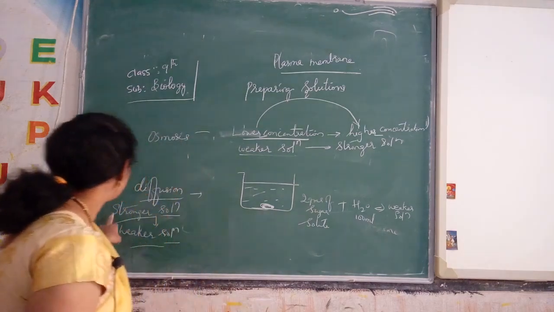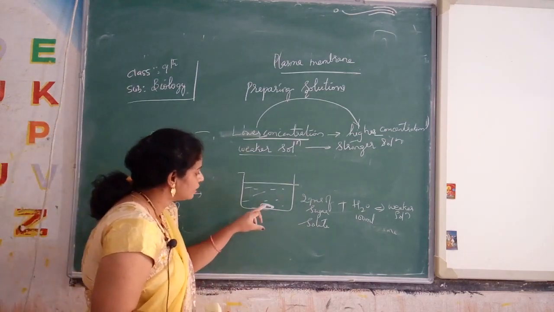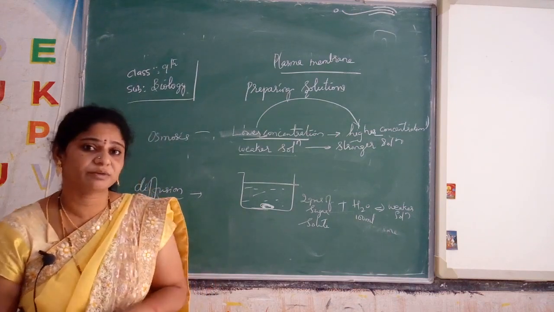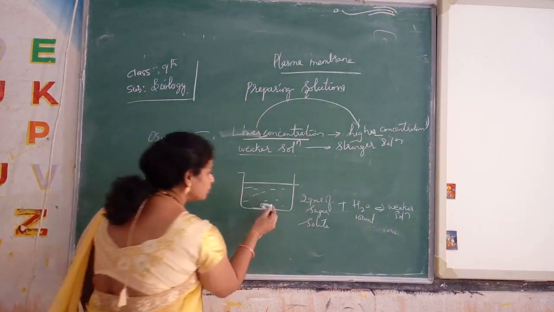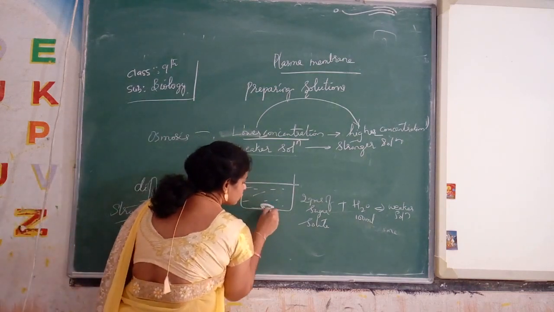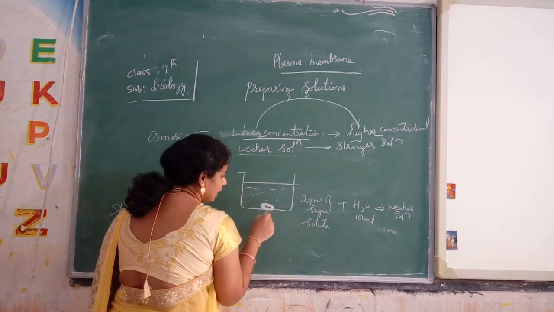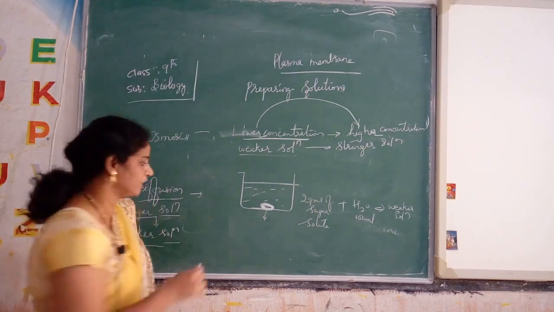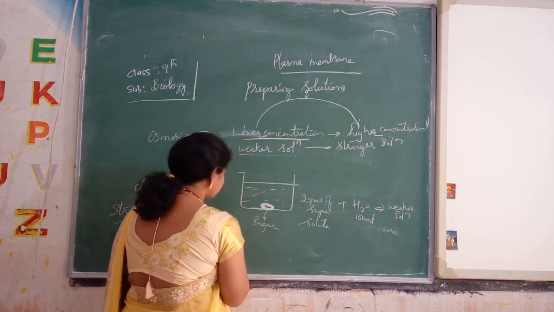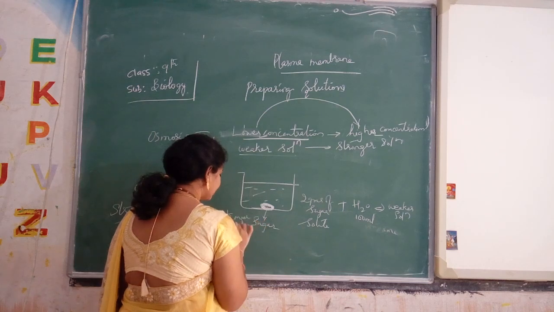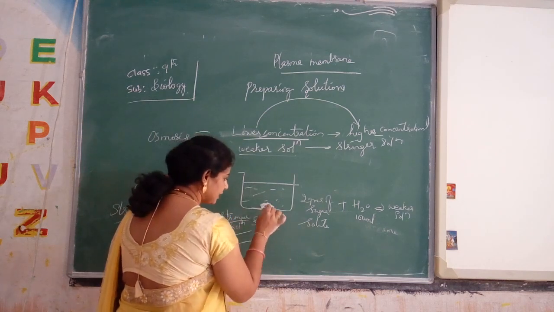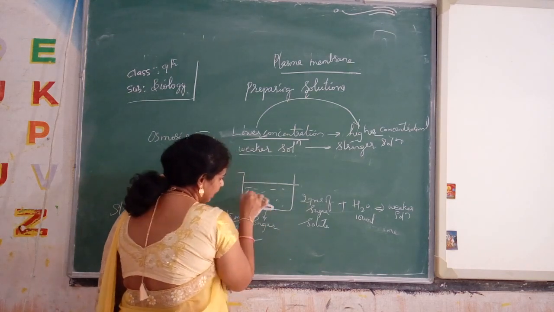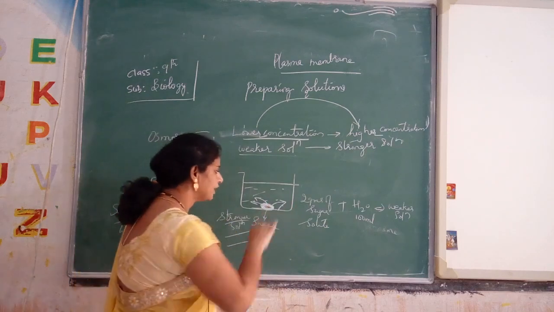Instead of kismis we can go for a grape, an original grape. So we will be adding the grape here. What will happen? The grape contains a high amount of sugar, so it is a stronger solution. From the grape the sugars move into the weaker solution in this way.